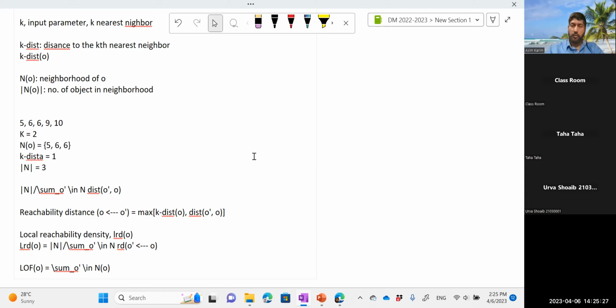So we take a ratio LRD of O prime divided by LRD of O. Okay? And then of course we normalize this. How many objects do we have in the neighborhood? We normalize with that. So normalization हम कह दें, बाहर लिख देता हूँ पहले 1 divided by n.